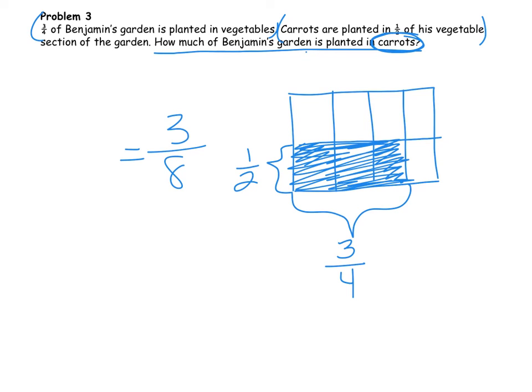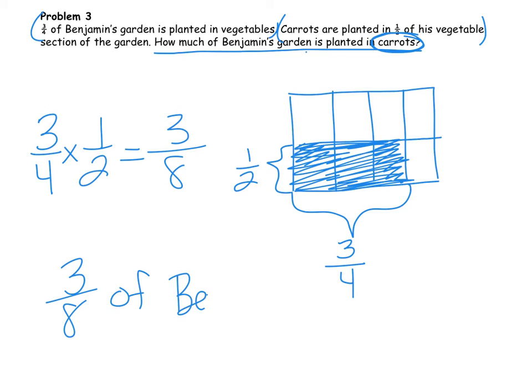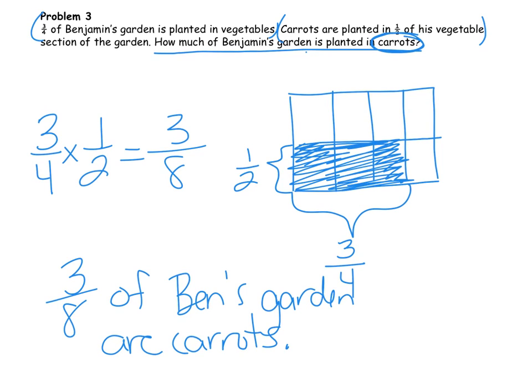Well, I could have multiplied this, which is really what my model showed. 3/4 times 1/2. 3 times 1 is 3, my numerators. 4 times 2 is 8, my denominator. So 3/8 of Ben's garden, I'm abbreviating, not Benjamin's, are carrots. Make sure you showed all your work.